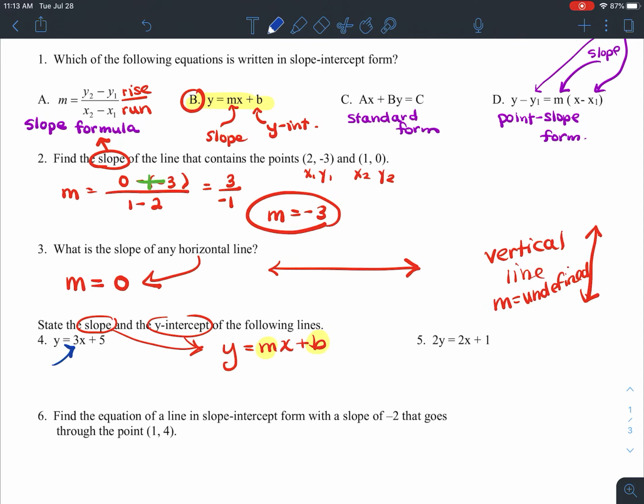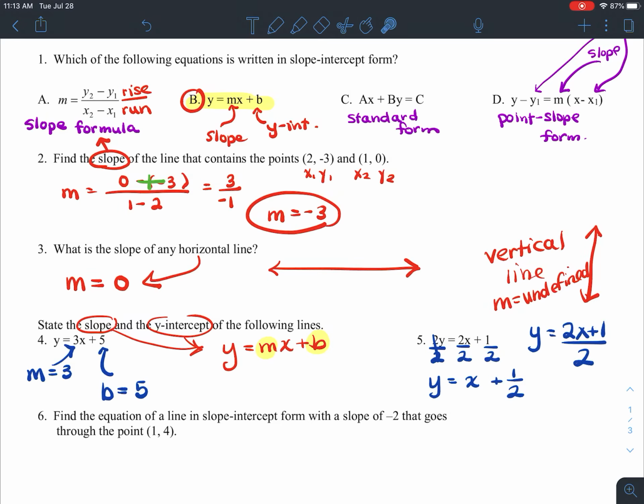So in this problem, we would say the slope is 3. Typically, we use a b to represent the y-intercept. That is 5. Okay, on number 5, you'll notice this is not solved for y just yet. I recommend that when you divide both sides by 2 and you get over there to the right side, you divide each of those terms separately by 2 rather than writing it as the whole side divided by 2.